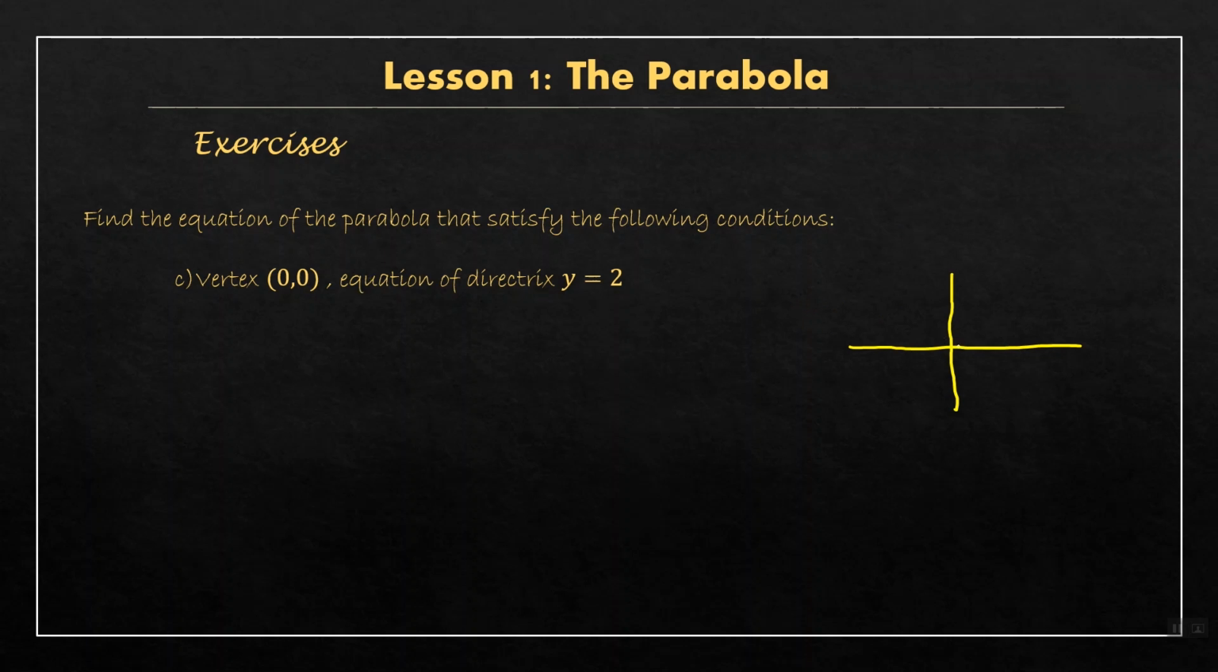The vertex is (0, 0), so the vertex is right here. Good. And the equation of the directrix is y equals 2. From the y-axis, this is y equals 2. Okay, if this is the vertex and this is the directrix, where will the focus be? Yes, the focus should be in the opposite direction on the same axis, so it's here. It will be 0 from x and negative 2 from y.